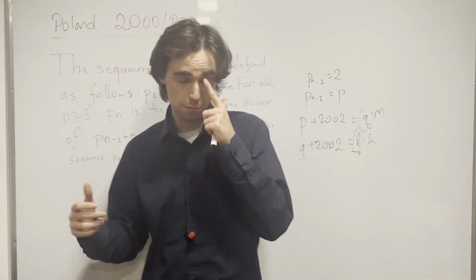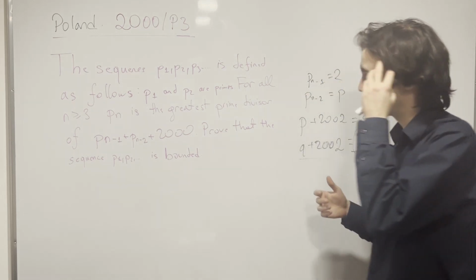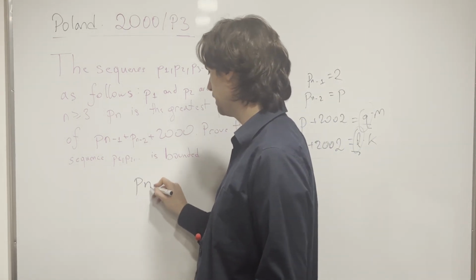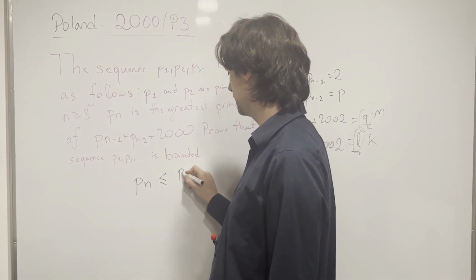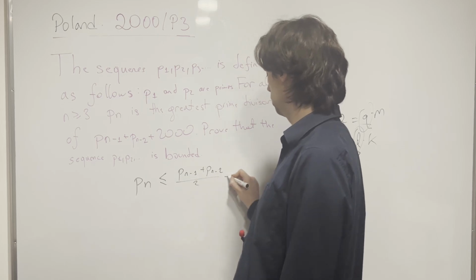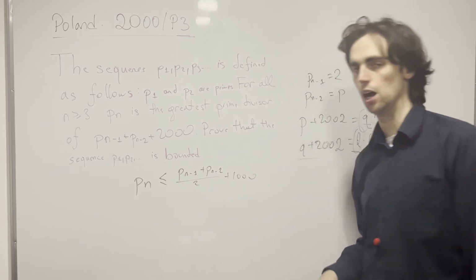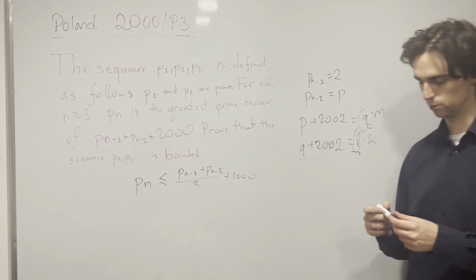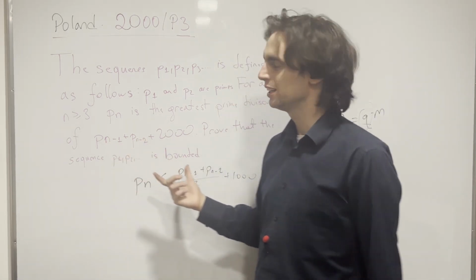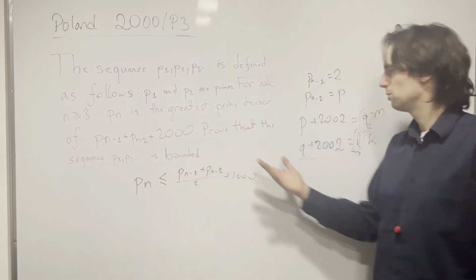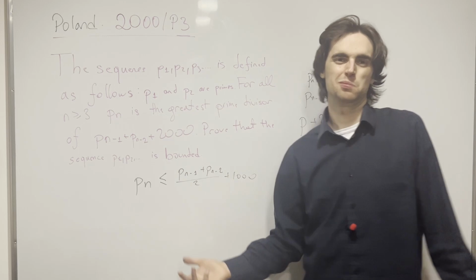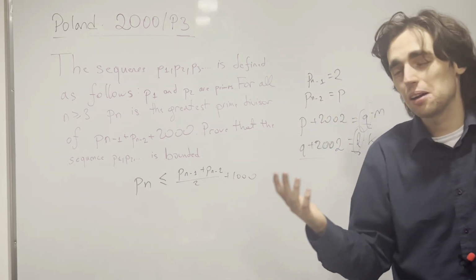But let's look at this problem in general terms. What do we have? We have that, generally speaking, Pn is going to be less than Pn-1 plus Pn-2 over 2 plus 1,000, generally speaking, right? Because it's very rare. Pn is equal to 2 if and only if this number here is a power of 2. That's going to be exceedingly rare.